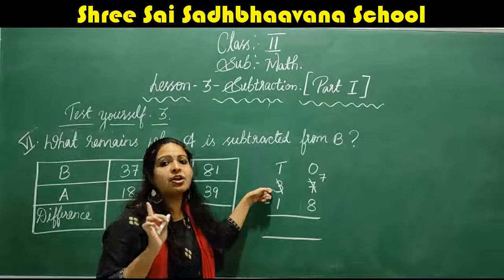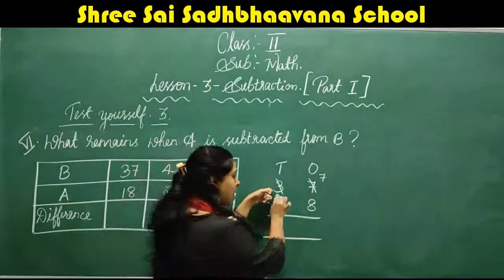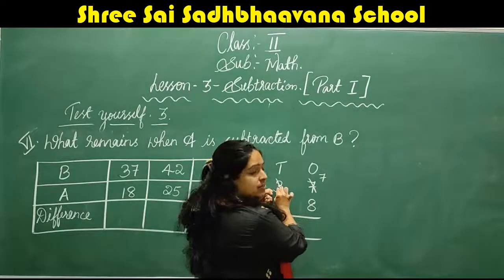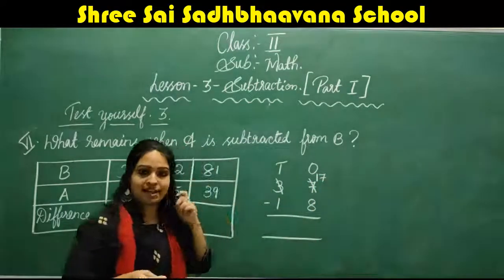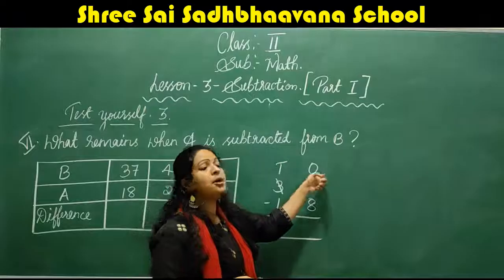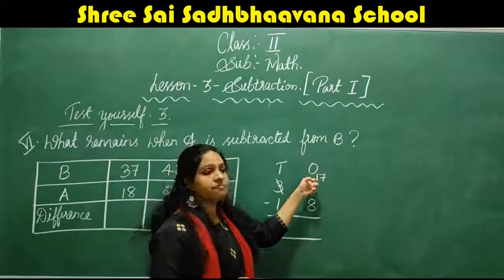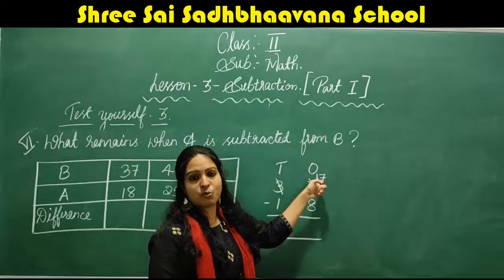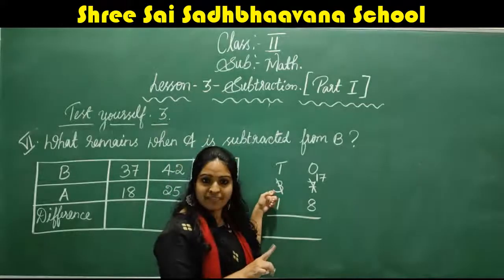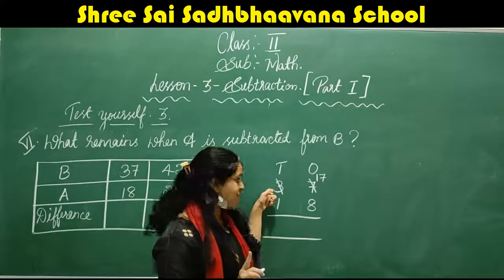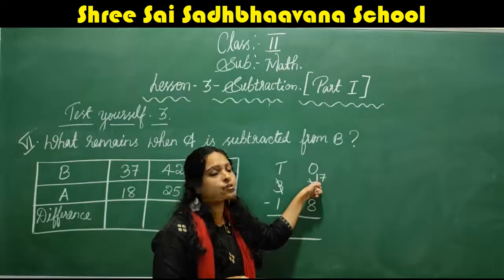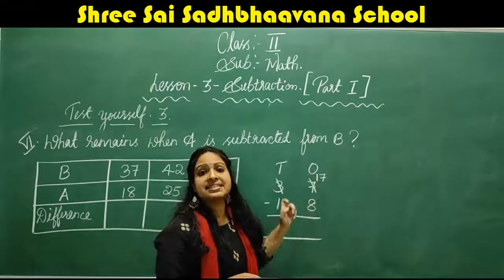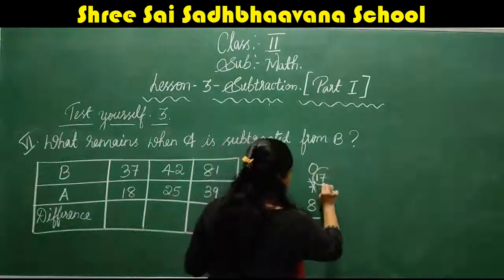How much you have to take? You have to take 1. That 1 which I have taken from here, I will write in front of the number, or before the number. See, I have taken 1 from 3. When it comes here, I have written it before 7. So now here it becomes 17.